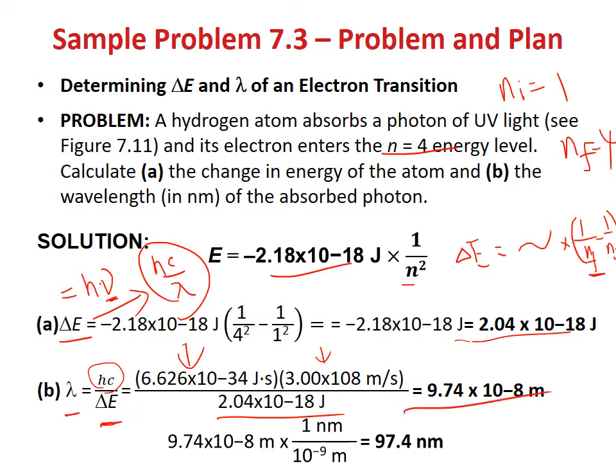So that gives you 9.74 times 10 to the minus 8. Note the unit is meter. The question asks in nanometer, and therefore we multiply by the conversion factor, 1 nanometer per 10 to the negative 9 meter. So meter cancels, giving you nanometer, which is 97.4.